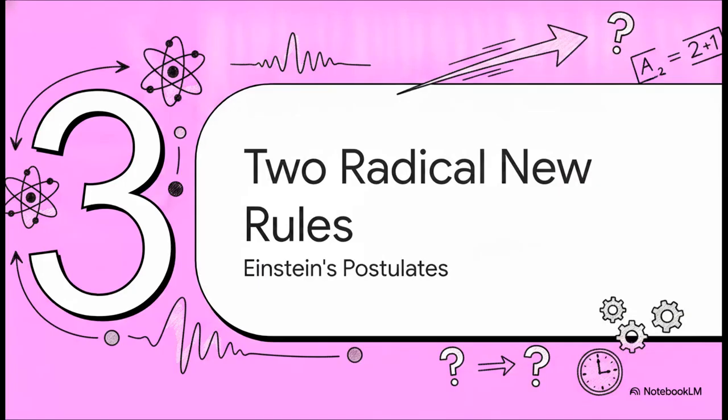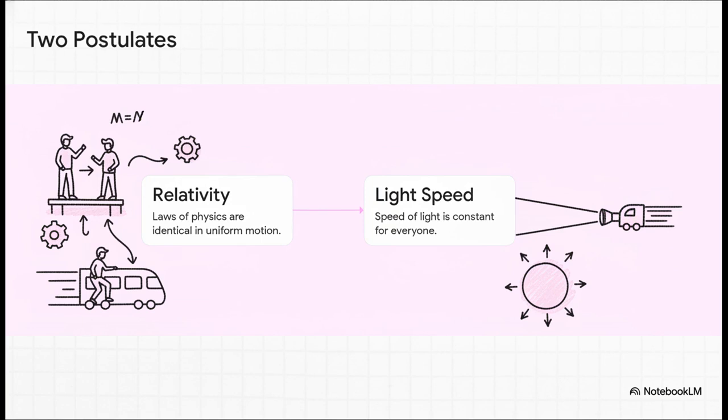And that massive realization leads perfectly into section 3, two radical new rules. To fix this giant hole in physics, Einstein introduces two clean, incredibly bold rules. First up, the principle of relativity. The laws of physics are exactly the same for everyone moving steadily. Second, the constancy of the velocity of light. This just means light always travels through empty space at the exact same velocity, c, no matter how fast the thing emitting it is moving.